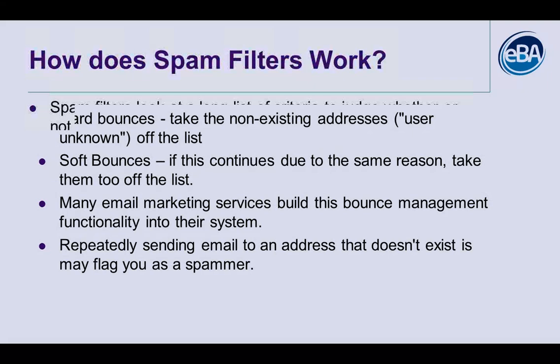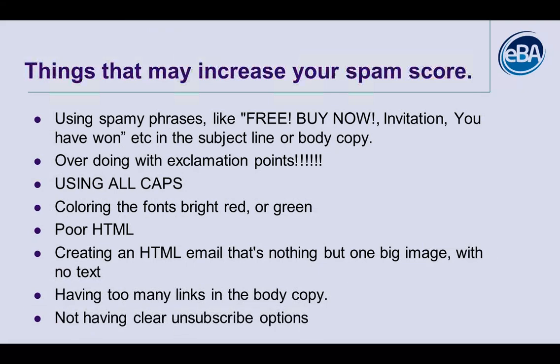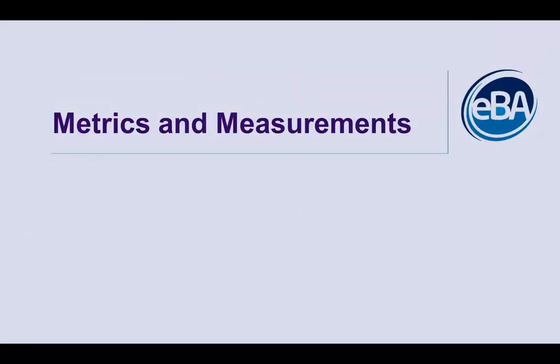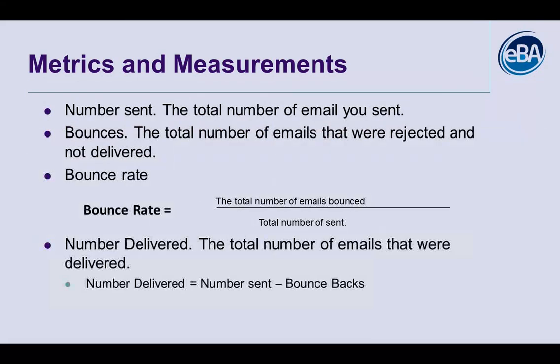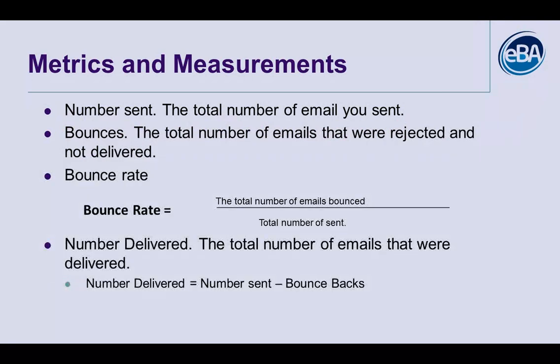So I discussed deliverability. I discussed how spam filters work. Metrics and measurements, finally. I basically discussed this as well when I was demoing the platform. What metrics should you be looking at? Number of email sends, total number of emails, bounces, total number of emails that were rejected, bounce rate. Ideally, it should be less than 1%, with 99% delivered. If it is a clean email database, all emails should be delivered to these email addresses.